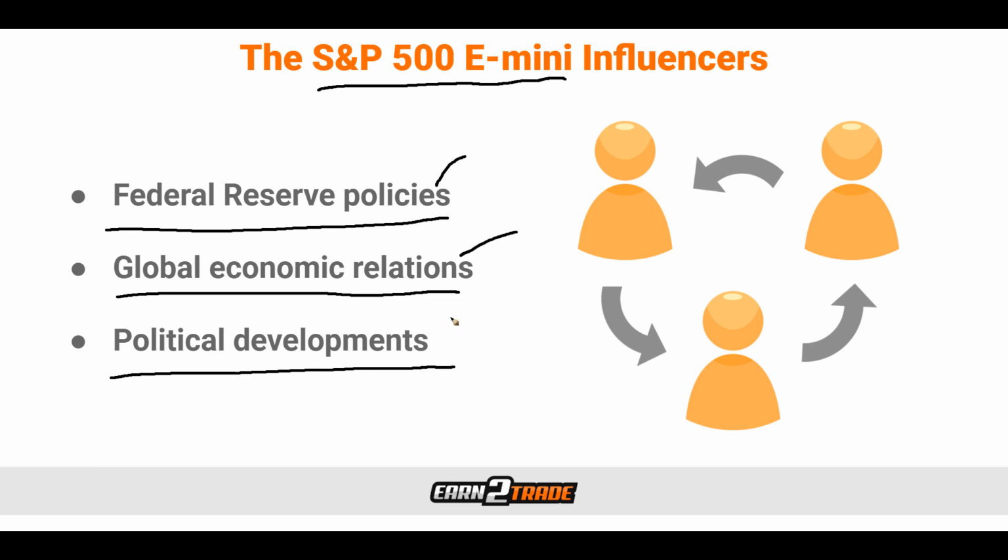Then we have the global economic relations. An essential factor for predicting the direction of the S&P 500 index and the E-mini, of course, is the state of the global economy and international affairs. Trade wars, military conflicts, economic sanctions, all of these events usually affect the market in a negative way, as many of the S&P 500 constituents are global companies with wide exposure and operations spread all across the world. The tech companies included in the index themselves usually rely on China for the production of key components in their products.